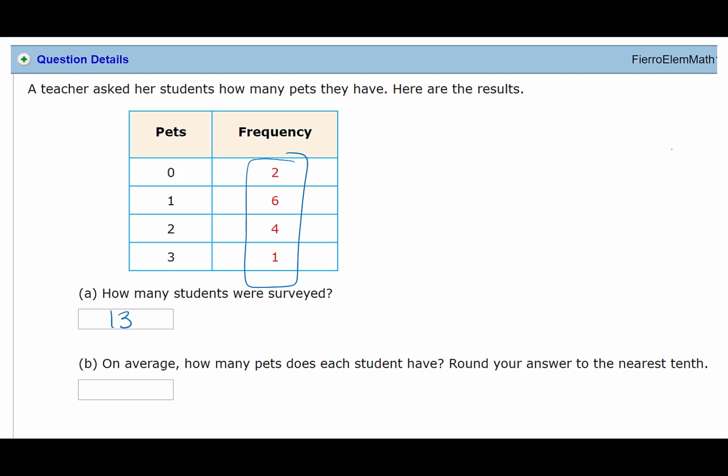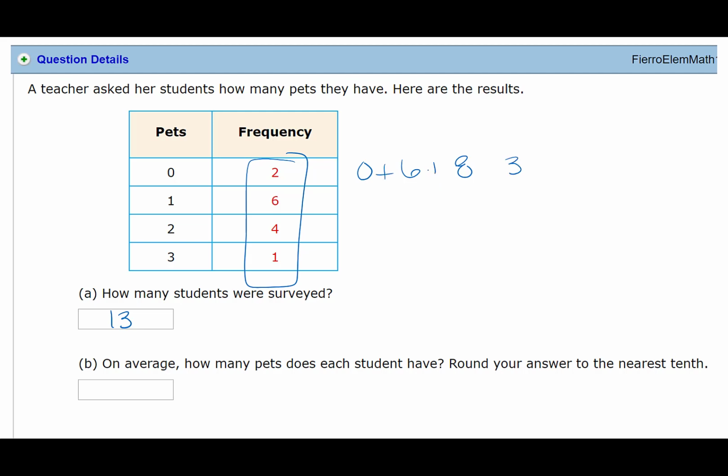The next question says on average, how many pets does each student have? Round your answer to the nearest tenth. We could go through this table and multiply the number of pets times the frequency. So for example, 2 students had 0 pets, so we'll represent a 0 for those 2 students. 6 students had 1 pet, so we'll represent that with 6 pets. 4 students had 2 pets each, that's a total of 8 pets. And 1 student had 3 pets.